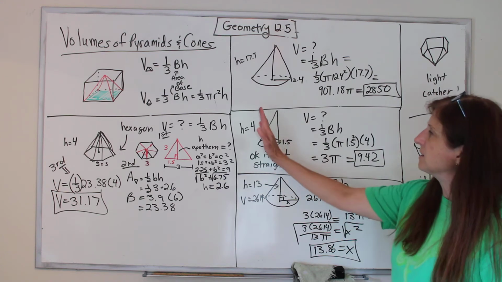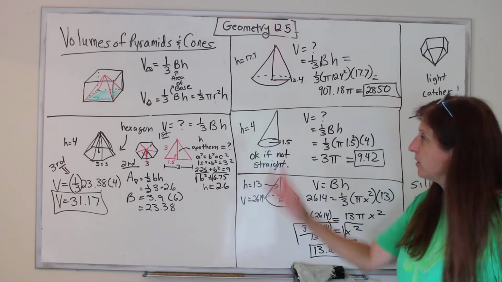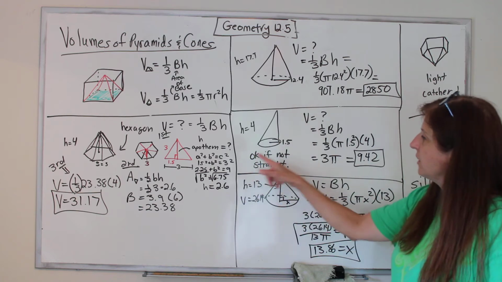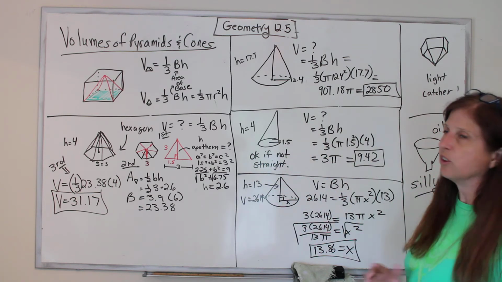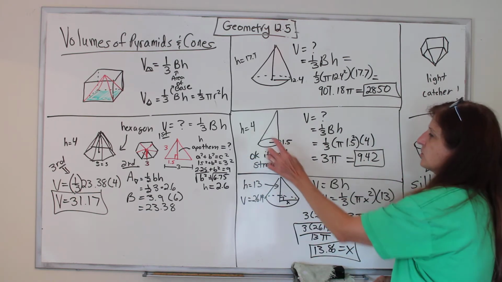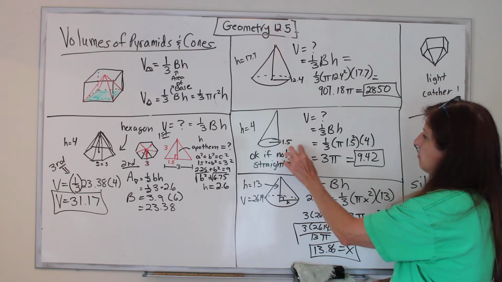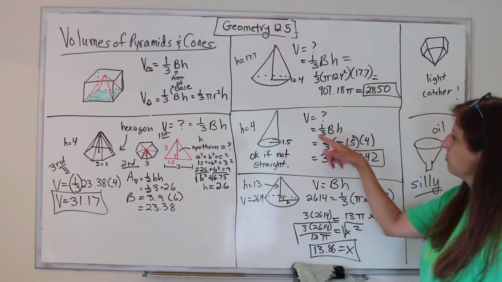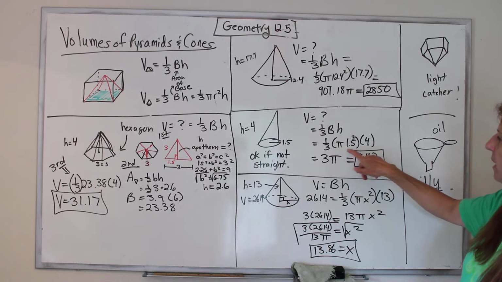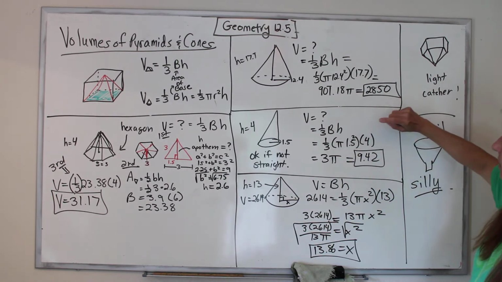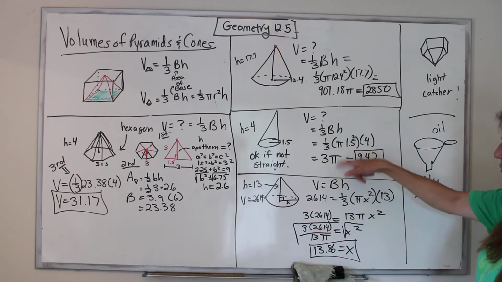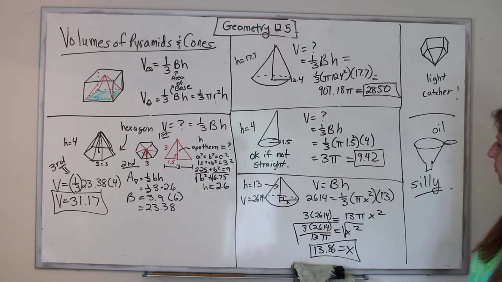Here's another one. Notice this cone is not just my bad drawing, it's shoved over. So it's okay if it's not straight, the formula still works. The height is 4, the radius is 1.5, the formula for volume is 1/3 base times height, 1/3 pi r squared times height, which is 3 pi, or 9.42.